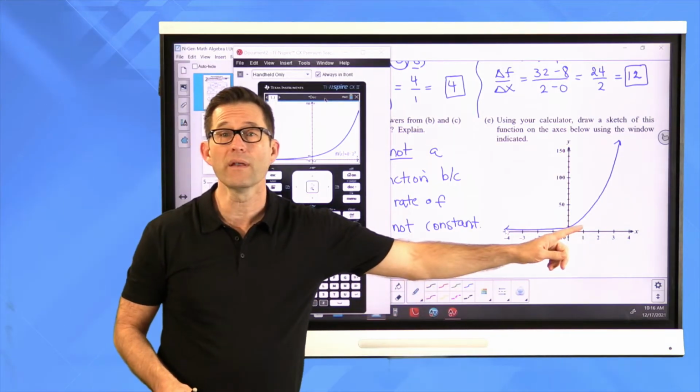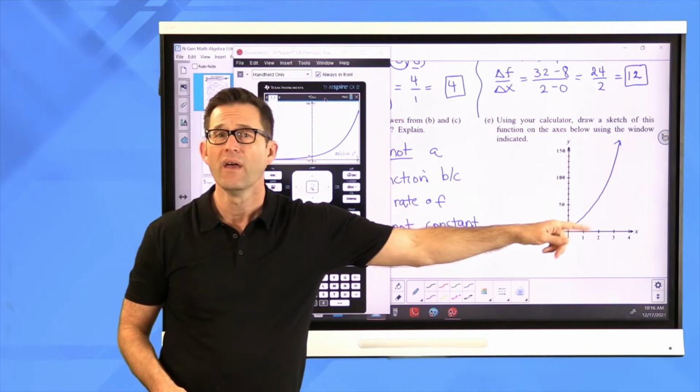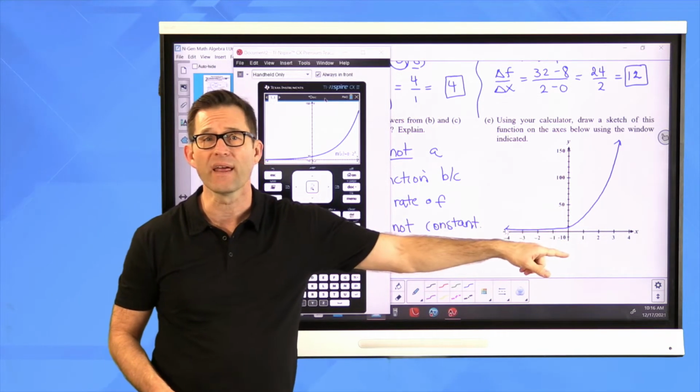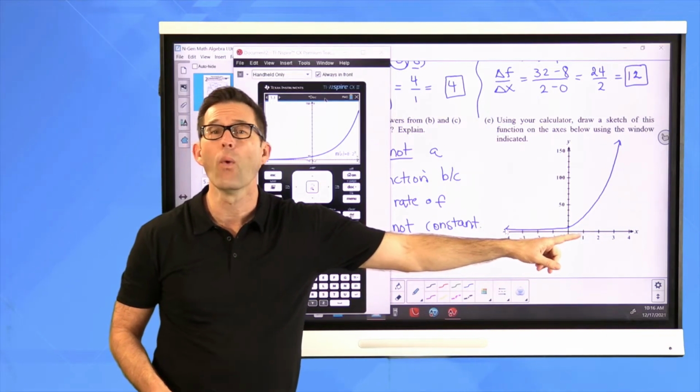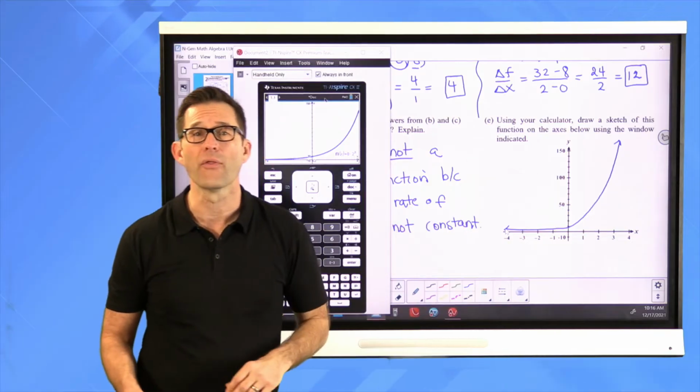Immediately, by the time we hit x equals 2, our output was already at 32, right? At x equals 1, it would be 16. At x equals 0, it would be only 8. But at 2, we're already at 32.